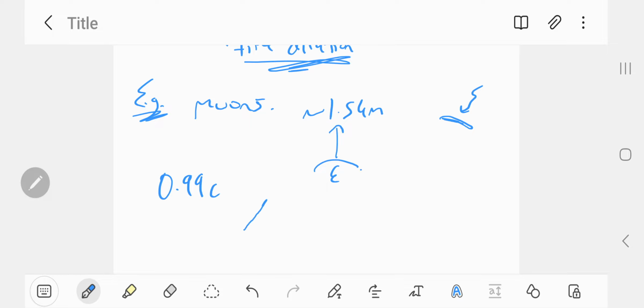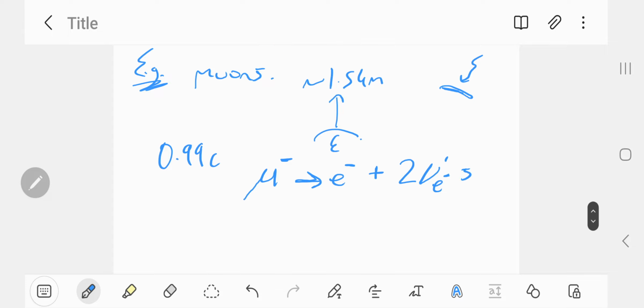So a muon is given by the Greek symbol mu, with a minus sign. It's negatively charged, just like an electron. It decays into an electron, e minus, negative charge, and two what are called neutrinos, two electron neutrinos. I'll talk more about this in the next module. But in other words, you don't need to know this for the HSC syllabus. You just need to understand what's happening with muons.